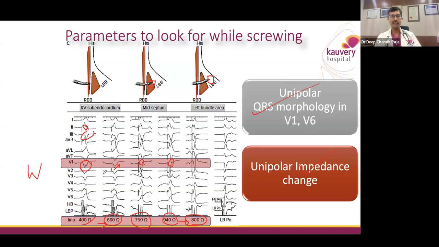Then slowly we start taking the lead deep into the septum. The notch starts moving deep inside. You start seeing an elevation in the J point. And the impedance starts rising and then starts dipping. That's when you know that you have reached the left side of the septum.